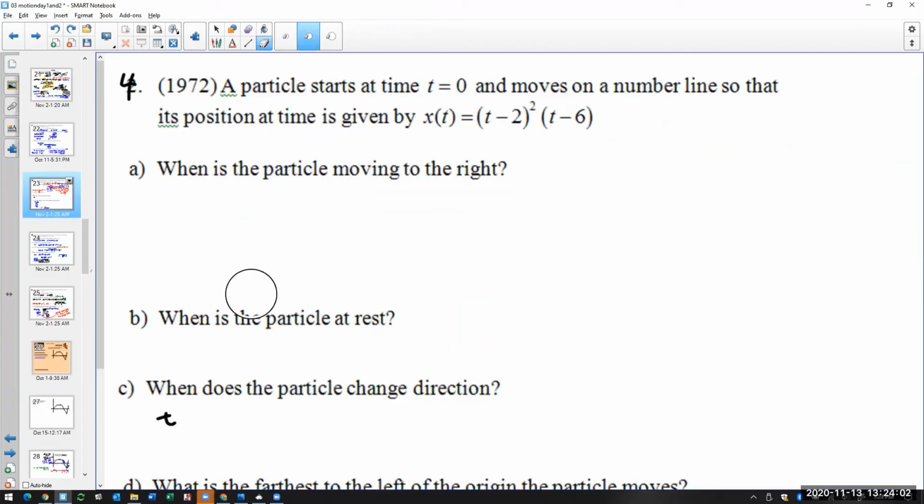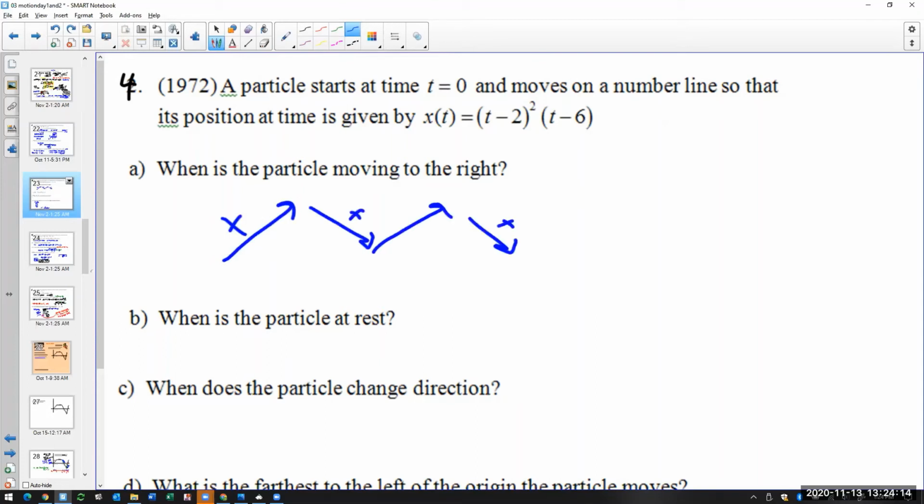So here we go. When is the particle moving to the right? Think about this. If I want the particle moving to the right, I want to get the x's. Does that make sense? And if I get x going up, that's when I'm moving to the right, right? When x is going up. But when is x going up?